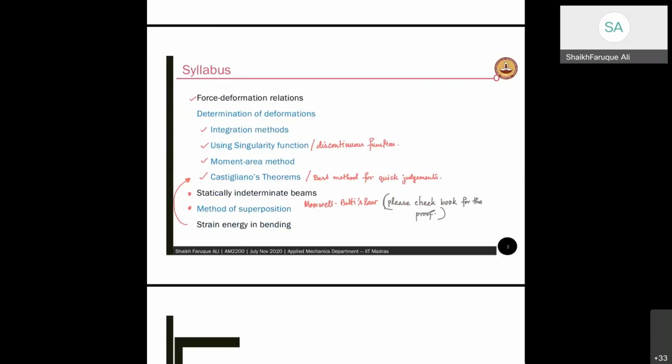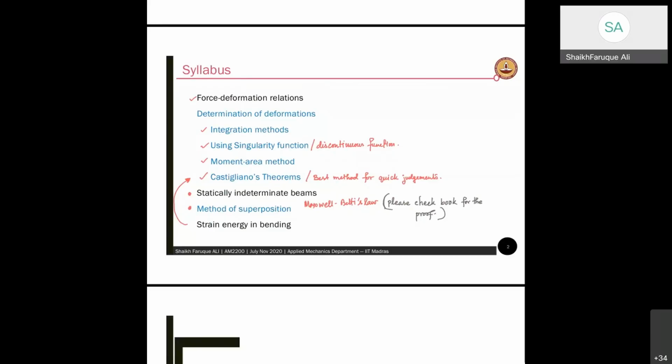These two are very interesting methods, okay, and they're important if you want to find solutions at a particular location of the beam, not the complete beam. Okay, so quick checks, and they're very quick solutions. They're useful for certain kind of beams, which we will also discuss. And if you get those beams in your practice, you use these two methods, moment area or Castigliano.